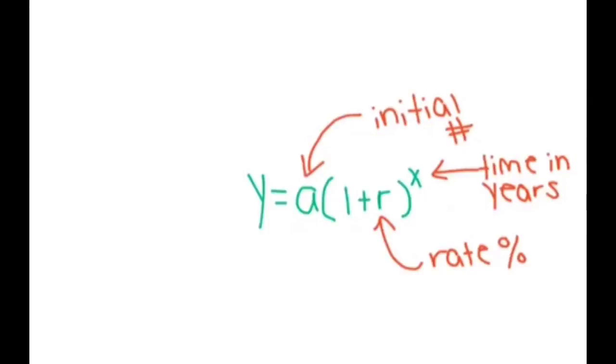The problem says Jay invested $1,000 at 5% interest compounded annually to save for a new Harley Davidson. What will be the value of Jay's investment after 6 months? Well, to find out the answer, we have to follow our formula. Our initial number is 1,000, so it'll be y equals 1,000. You replace the a with 1,000.